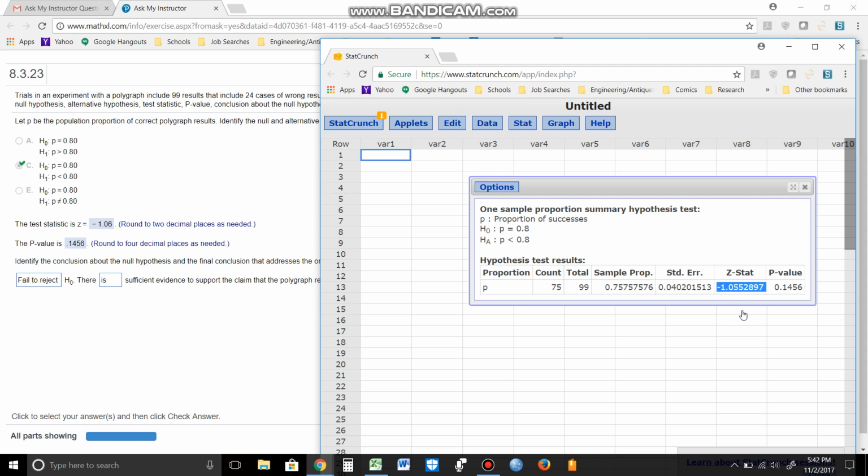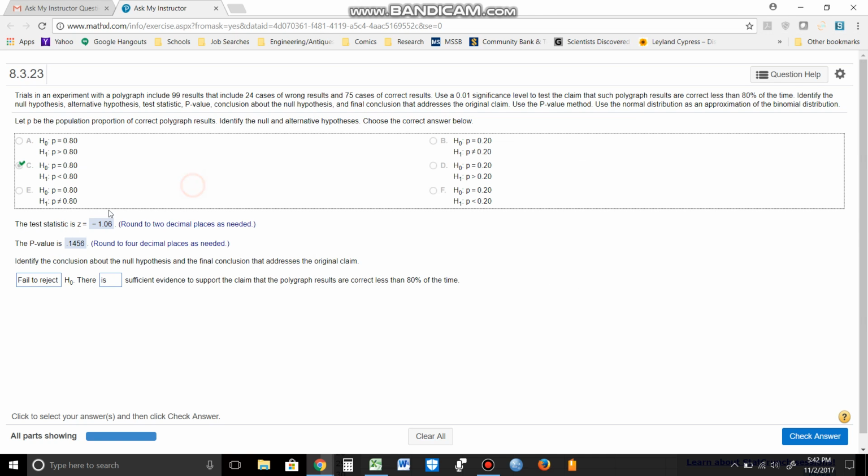And here is my z-stat, negative 1.055 or 1.06 to 2 decimal places. And the p-value is 0.1456. There it is right there. So since the p-value is bigger than 0.01, I will fail to reject the null. There is not sufficient evidence to support the claim that the polygraph results are correct less than 80% of the time.